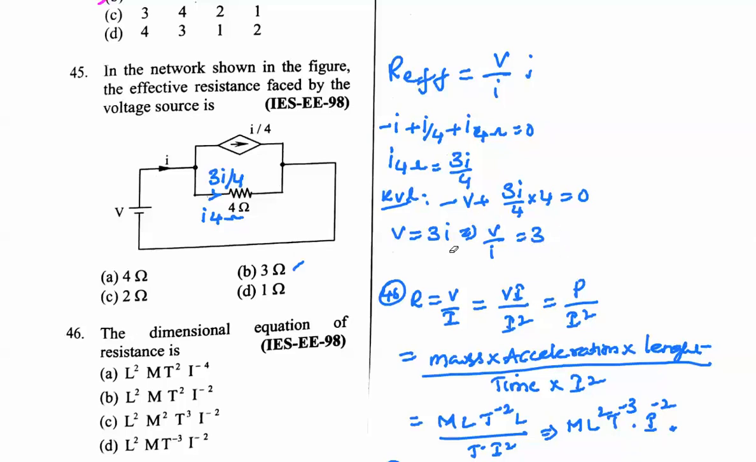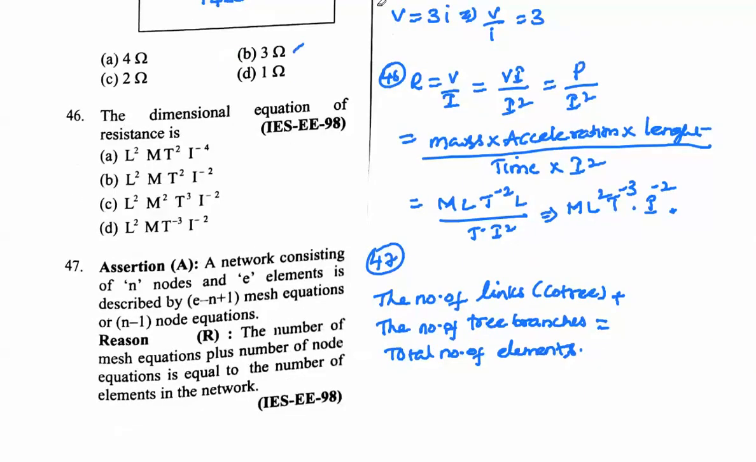V by I is equal to 3 here. Okay. Next, the dimensions of the equation of resistance. R is equal to V by I, it can be written as VI divided by I square, that is equal to P divided by I square. So we will write this P in terms of SI units as mass into acceleration into length divided by time into I square. So from this, M L squared T power minus 3 into I square, here I power minus 2.